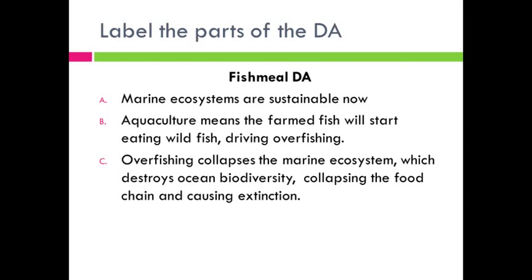So, part B, that aquaculture means that farm fish will start eating wild fish, driving overfishing. This must be the link, right? Because aquaculture, if we're assuming the plan is aquaculture, causes something to happen. It causes overfishing, right? Because the farm fish in the aquaculture eat wild fish. And finally, that means that this last part must be the impact, right? That overfishing collapses the marine ecosystem, which destroys ocean biodiversity, collapsing the food chain, and causing extinction, right? So this is the final worst thing that happens. So this is how you can identify that is the impact specifically.